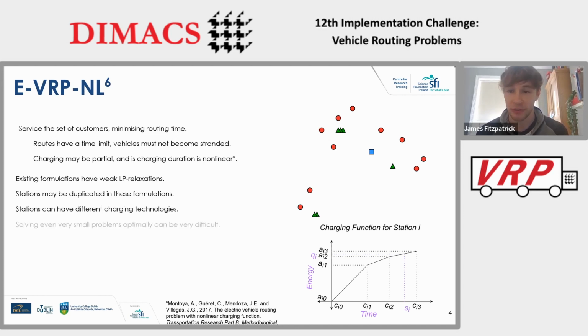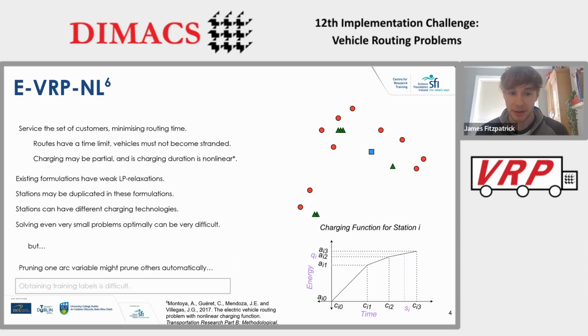And then worse is that these convex functions that describe the charging at a state of charge and how long it takes. So solving even very small problems is difficult. And that makes obtaining labels for our training data quite difficult.